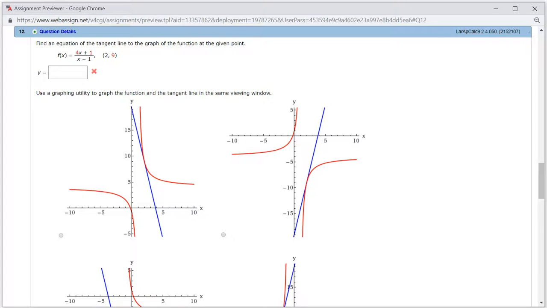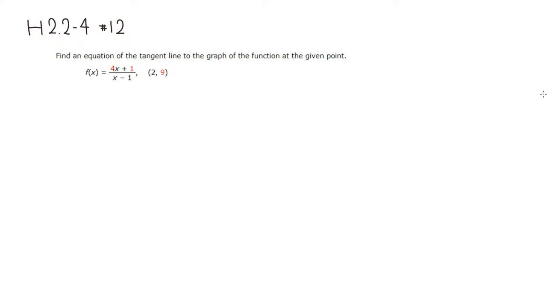Alright, let's look at homework 2.2, 2.5, problem number 12. We want to find an equation of the tangent line to this function at (2, 9). Since the point is given, I'm going to call this x1, y1, as usual. Then we need to find the slope, so we need to find the derivative.